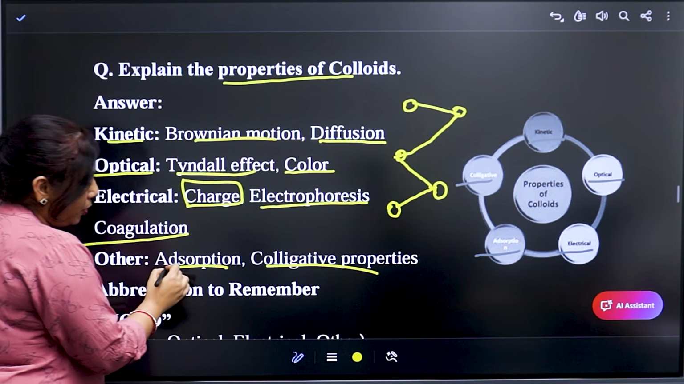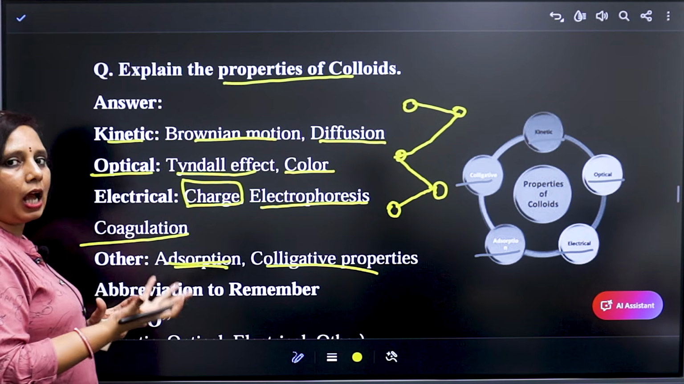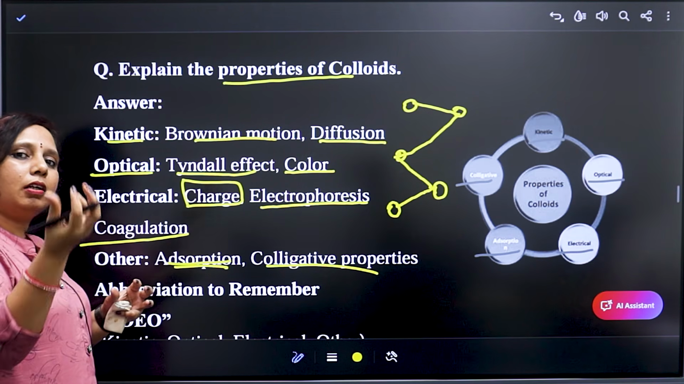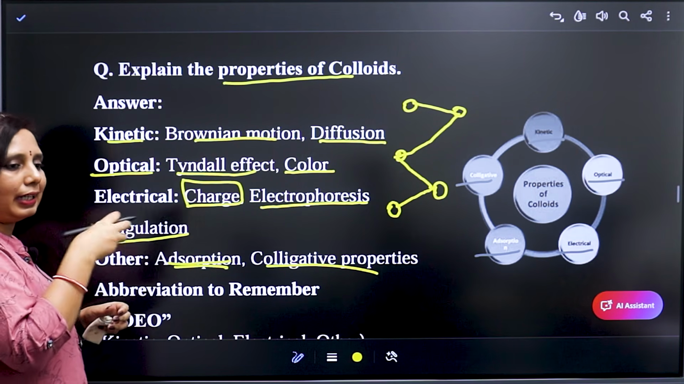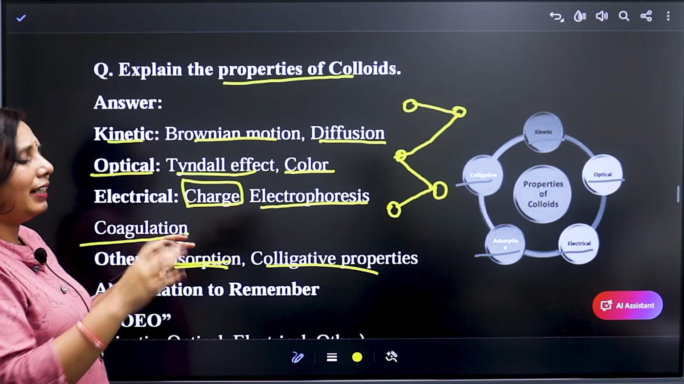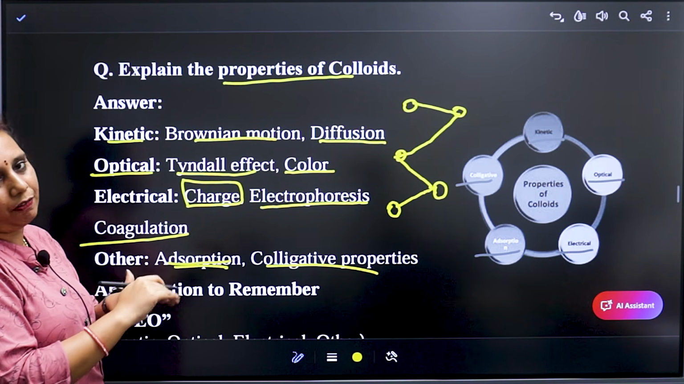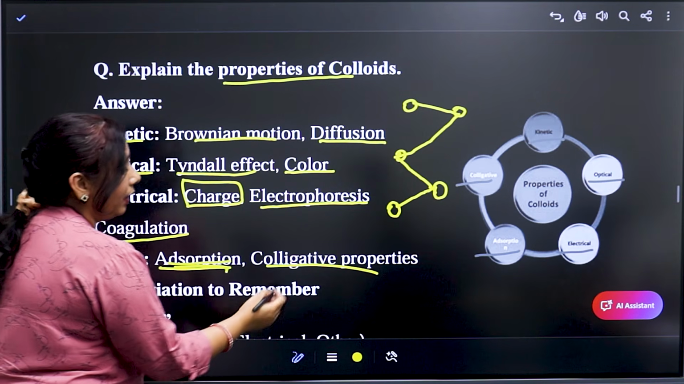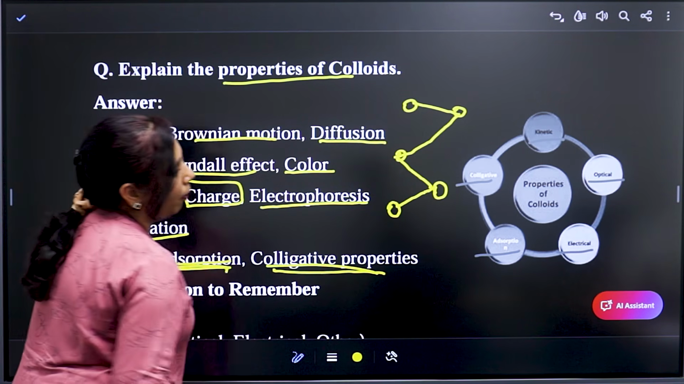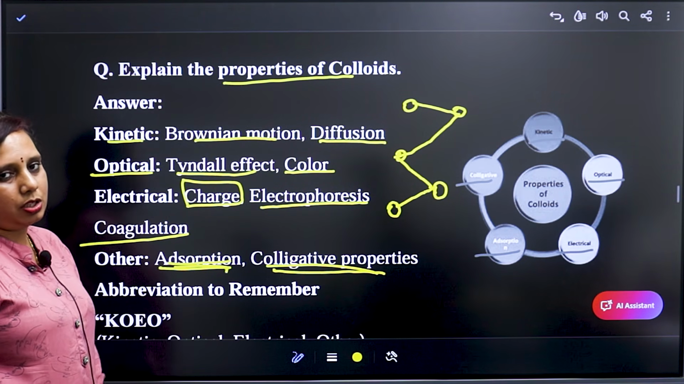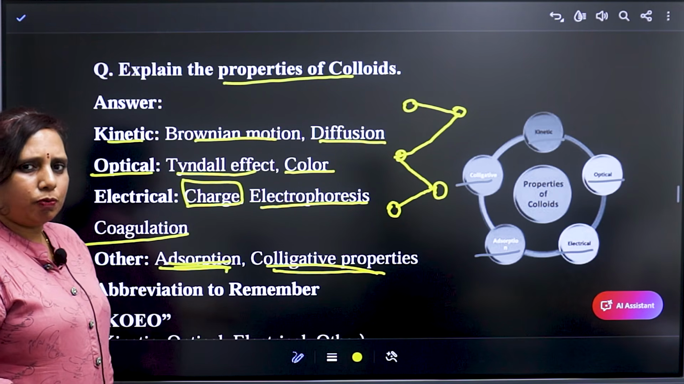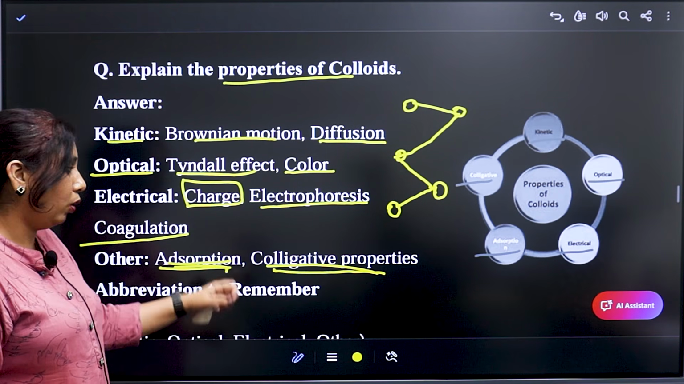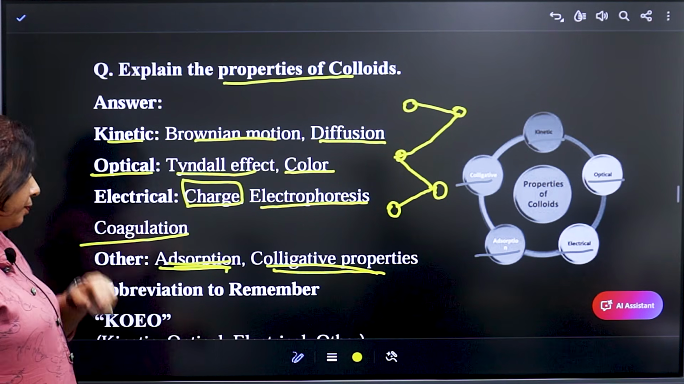Then adsorption: colloids can adsorb, not absorb. They don't take the liquid molecules into themselves, but they just attach on the surface of the colloids. That is adsorption. Then they also show colligative properties like normal solutions, like elevation of boiling point and depression of freezing point. All these are also shown by colloids.